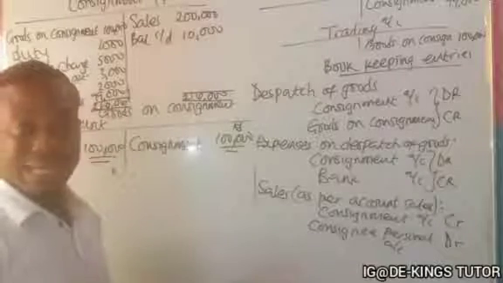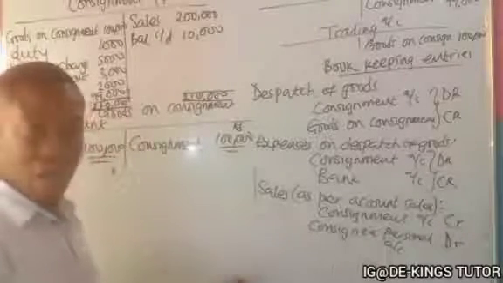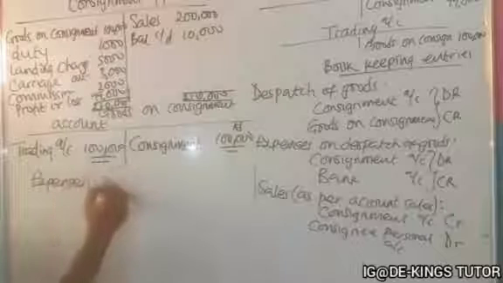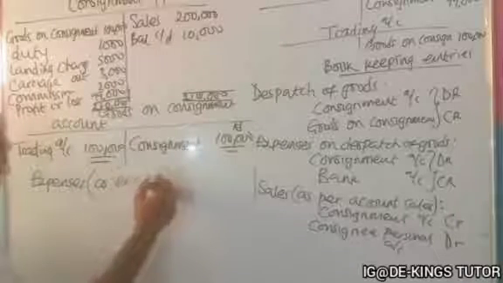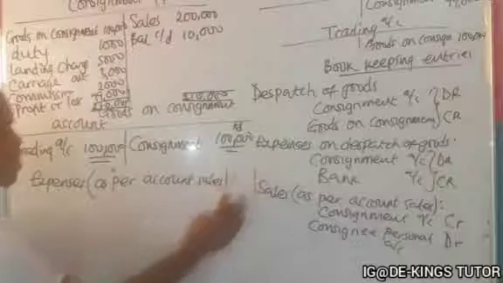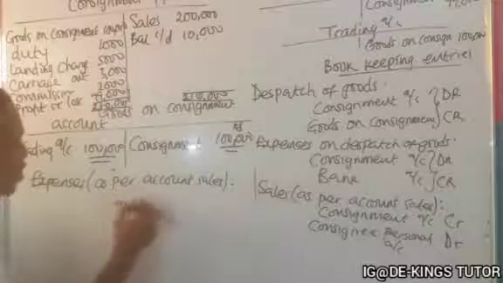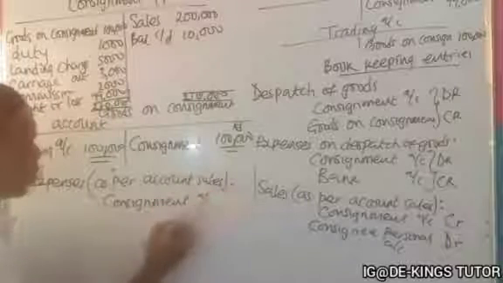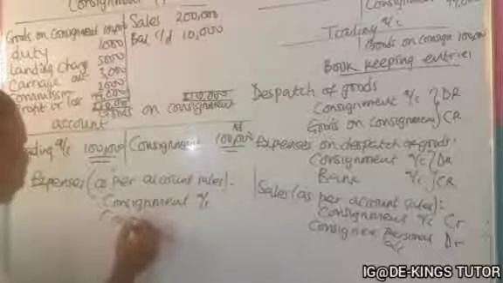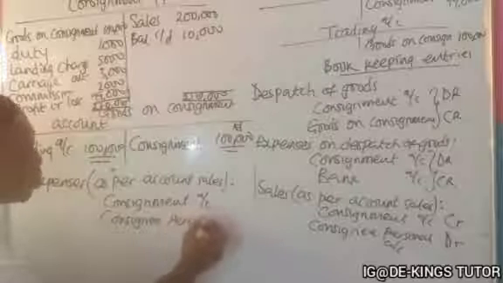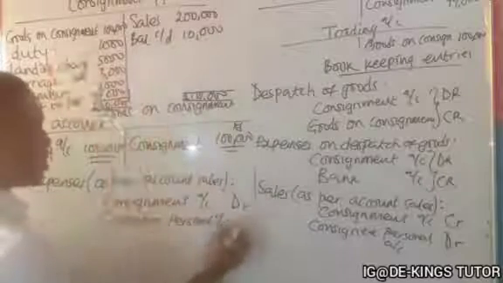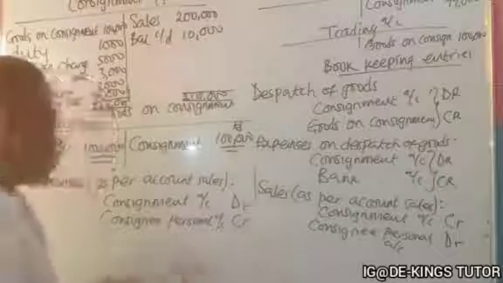Also, when the consignee incurred expenses in terms of selling it, as per account sales, the two accounts that are affected will be the consignment account and the consignee personal account. So the consignment account now will be debited. You see it here. While the consignee personal account will be what? Credited. Okay.